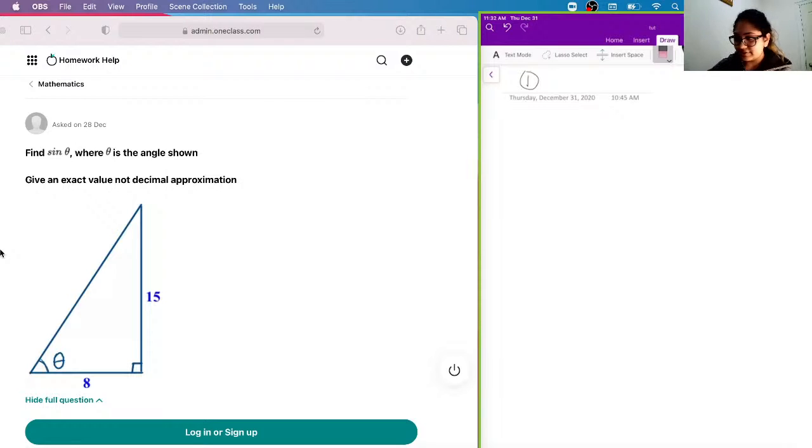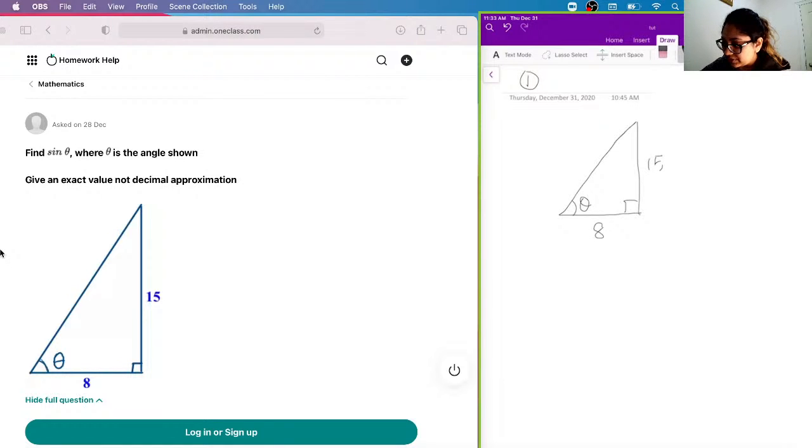Okay. So the first question here says find sine theta where theta is the angle shown. Give an exact value, not decimal approximation. Okay, so let's first draw out the triangle here. So this is a right angle triangle. And so this side is 8, this side is 15.